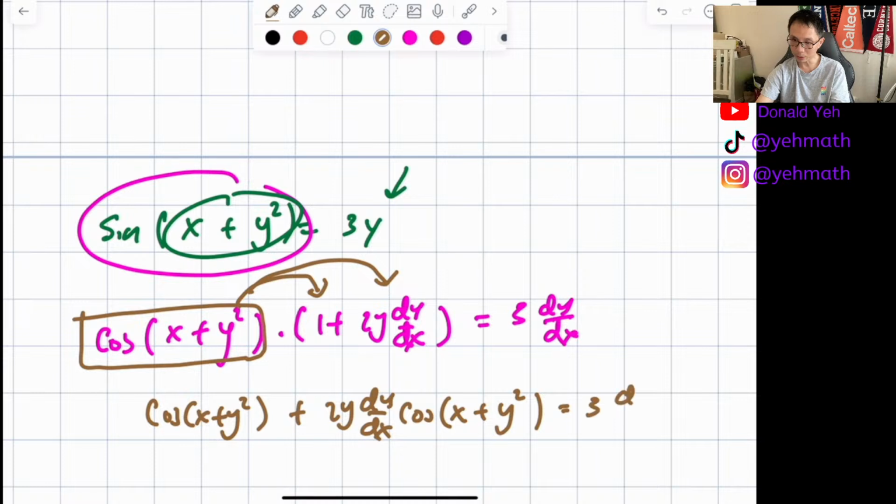Equal to 3 dy dx. How did you get 1 plus 2y dy dx? Because I take a derivative inside. Derivative of x is 1. Derivative of y squared is 2y dy dx.